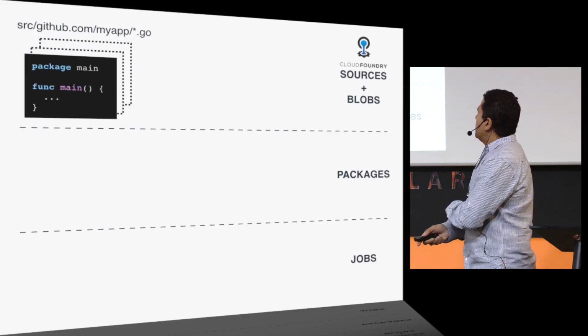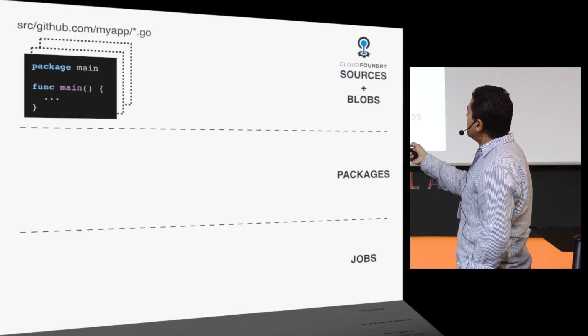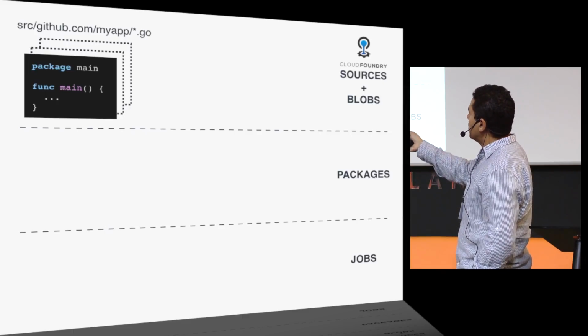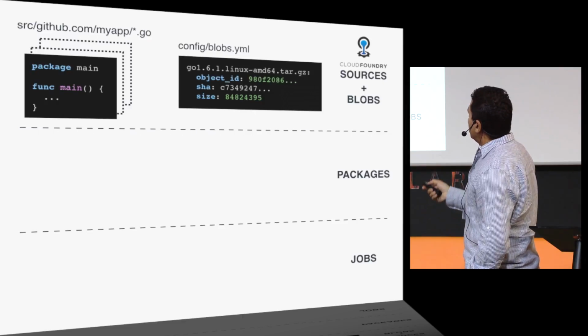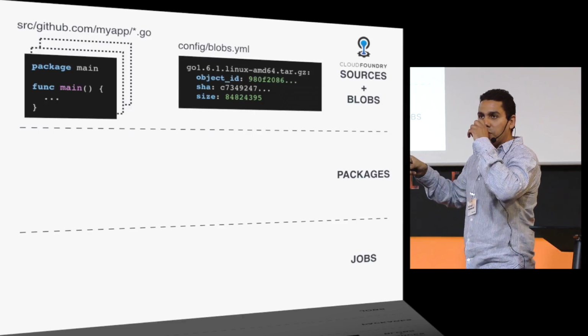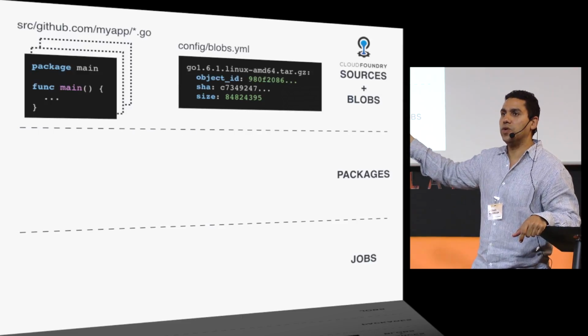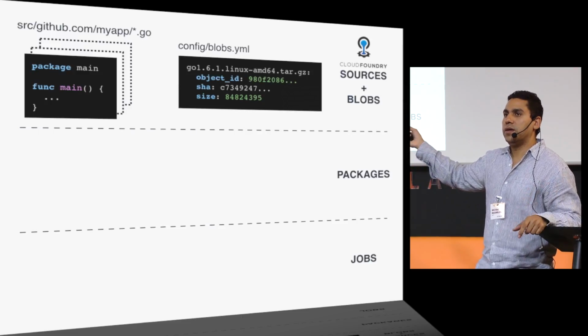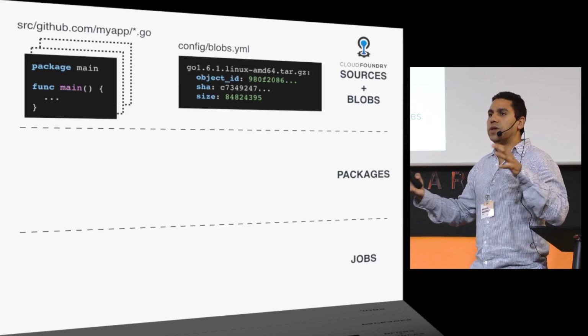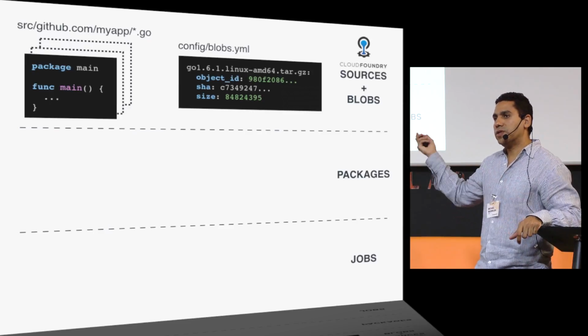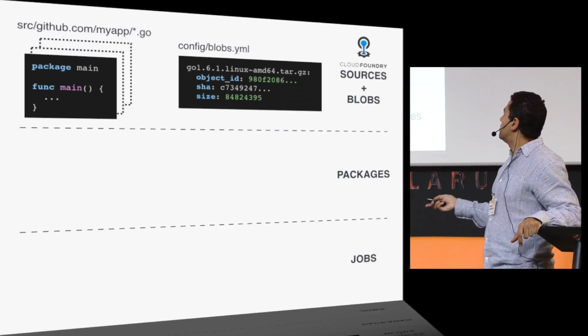So this is a picture of it. You write some Go code, for instance. This is the bits that you're going to deploy. Then you configure some blob because if your bits have a dependency, in this case it's Go, you need the Go environment. And the Go environment is pretty big, so you don't want to have to package it in your bits. You say, hey, I want this thing from the blob store.